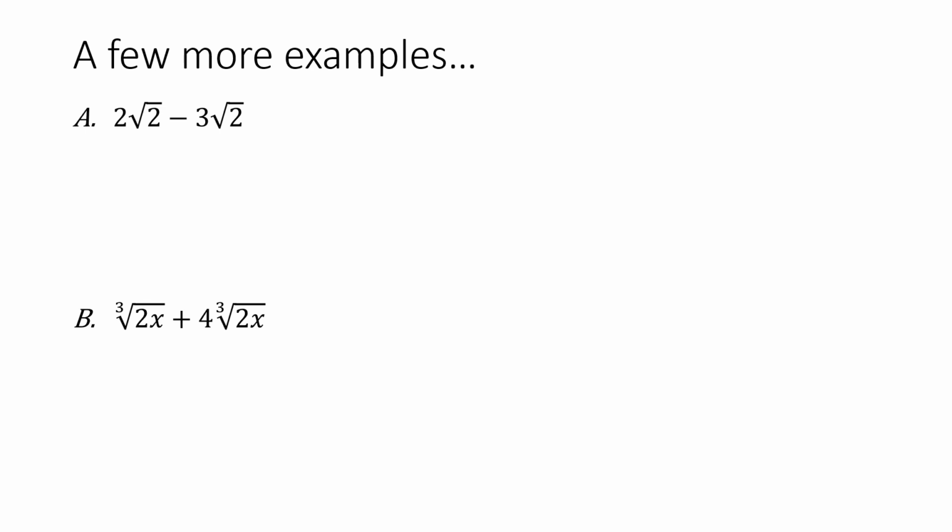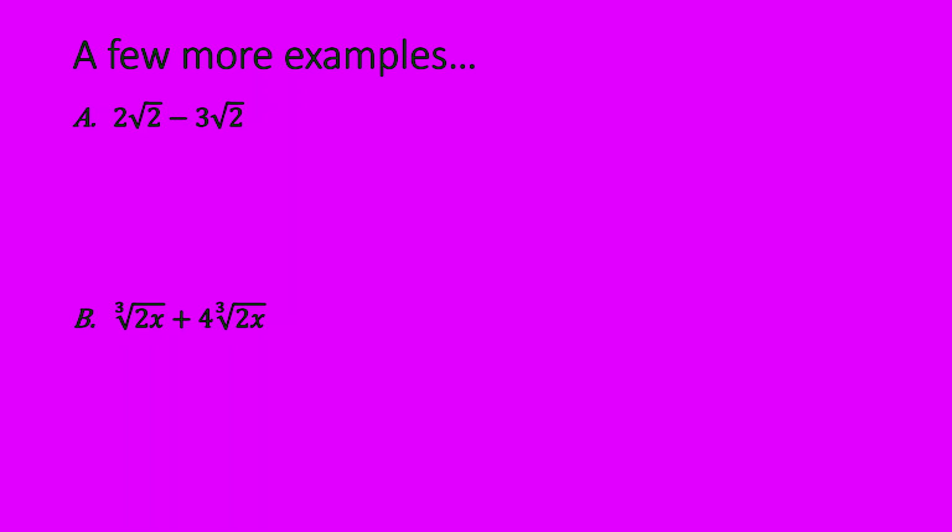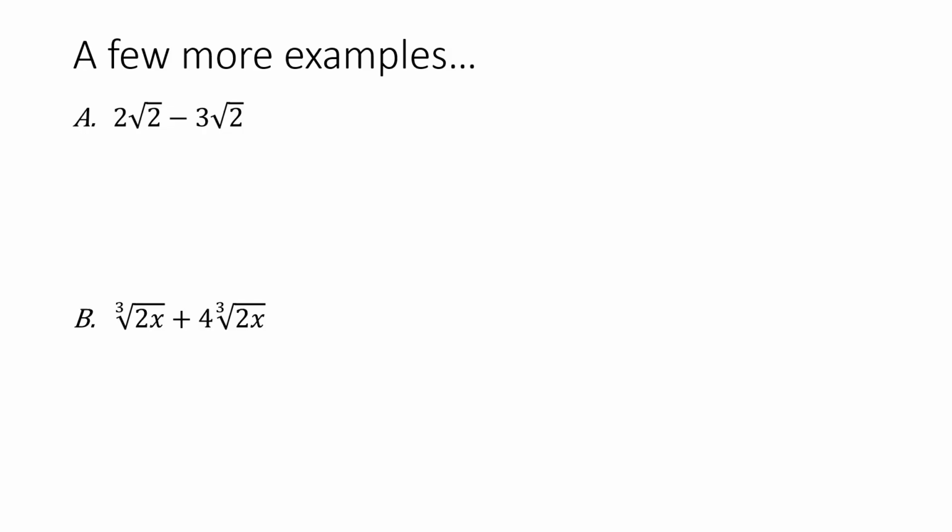I have 2 root 2 minus 3 root 2. And in this case, we can do the 2 minus 3 and the root 2 comes along for the ride. Well, 2 minus 3 is -1. And that's the root 2. I hope I said root 2; for some reason I was thinking I said a 5, which there's no 5 there. So the root 2 is along for the ride. And so we have -1 root 2.